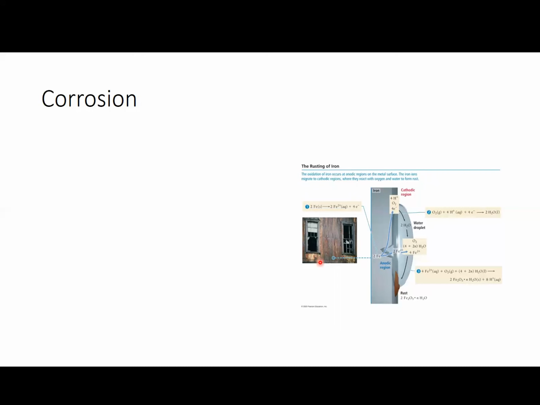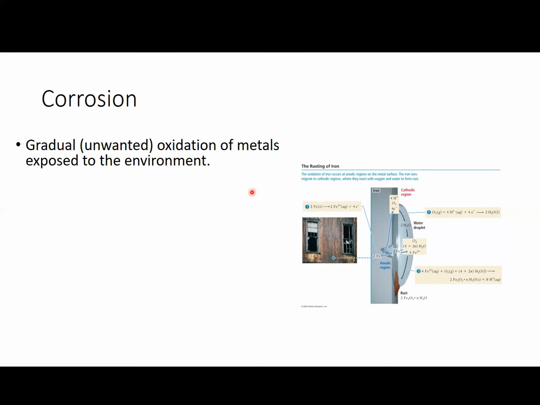Now, corrosion, changing back to things that are spontaneous, this is a spontaneous chemical reaction, and we've all seen signs of it. Iron rusting, basically, is what corrosion is. So it's a gradual and typically unwanted oxidation of metals that are exposed to the environment. They're exposed to the sun and the wind and the rain and everything else that goes with it. And so oxygen is really good at being reduced, which means it's really good at oxidizing other things.